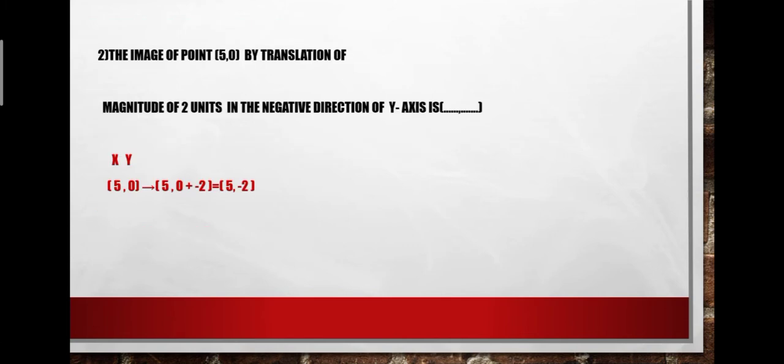Number 2, the image of point (5, 0) by translation of magnitude 2 units in the negative direction of y-axis. In the negative direction of y-axis, it means 2 will be with the negative, so negative 2. Y-axis means I will change the y only. What about the x? I will keep it as it is. So in the x-axis we have 5, in the y-axis we have 0. 5, I will keep it. What about the 0? I will add 0 plus negative 2. The answer is (5, -2).